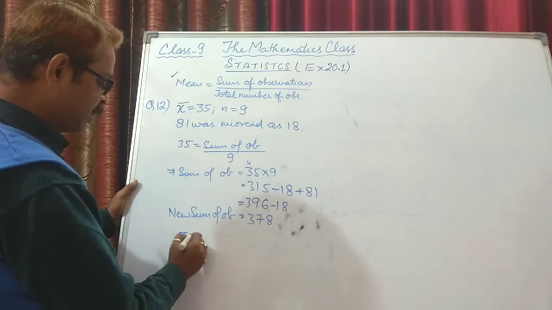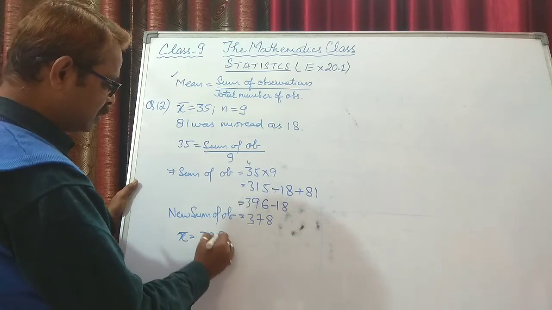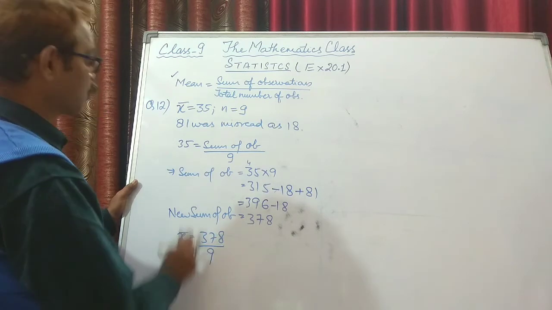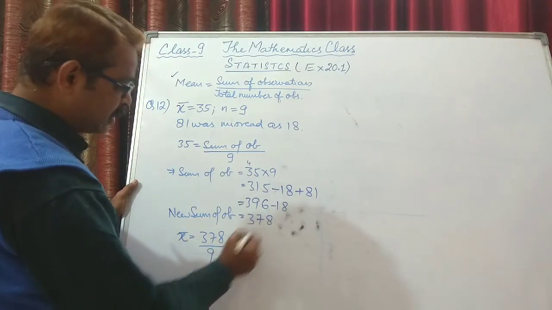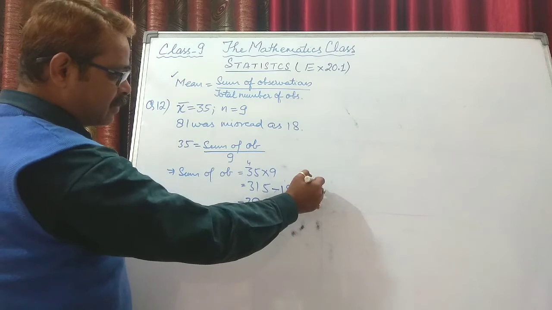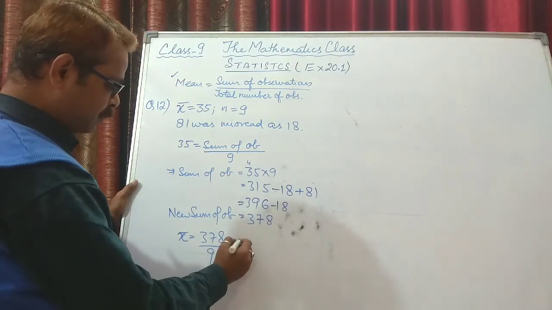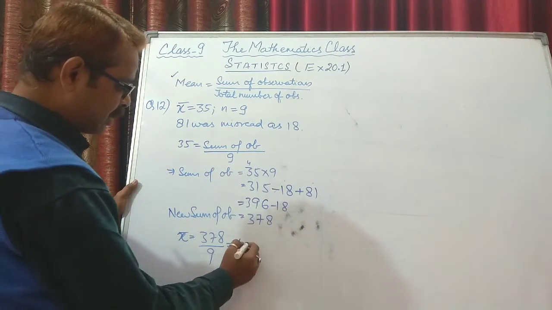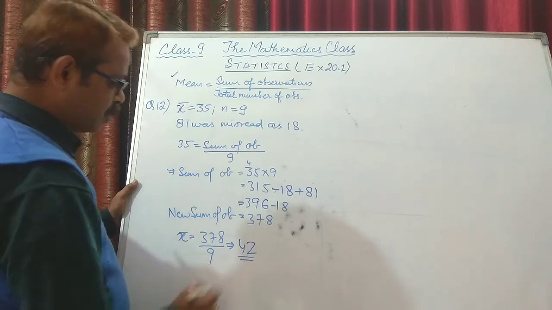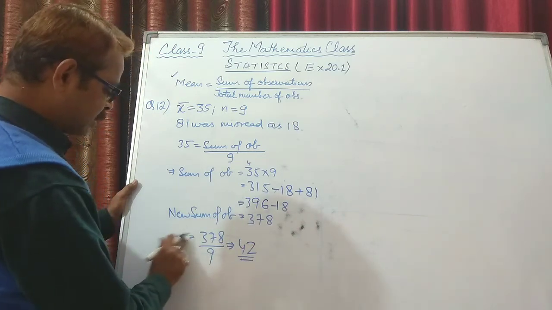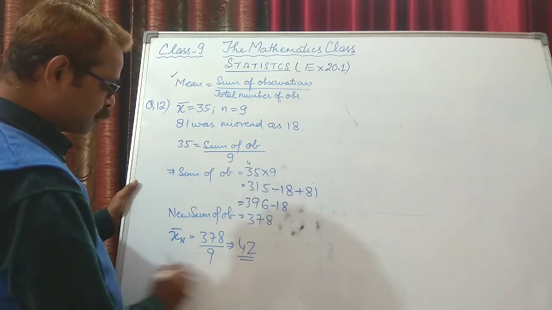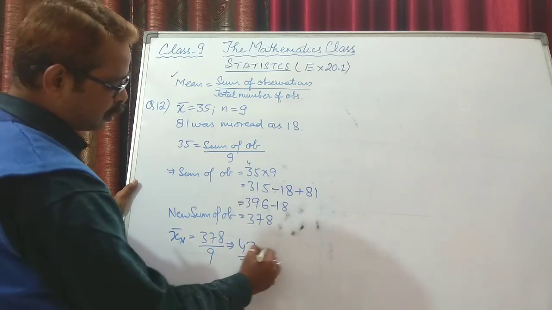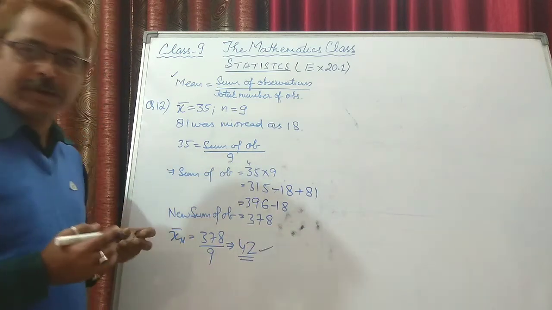So the mean will be 378 divided by 9, because the total number of observations is still 9. We have already deleted the 18 and added 81. So 9 4s are 36 and 18, 9 2s are 18. 42 is the new mean. We can write x bar n, where n stands for new. So the new mean is 42. This is the correct value.